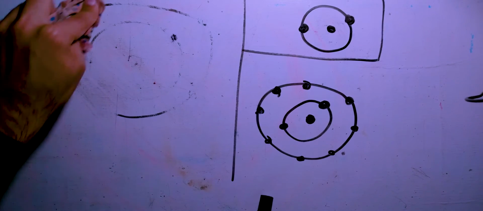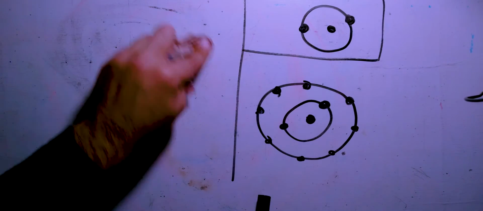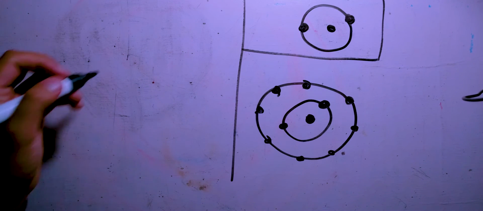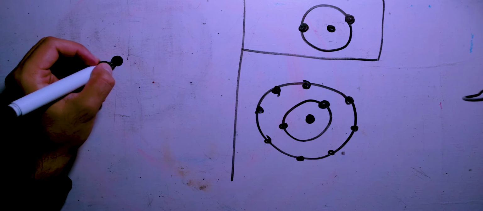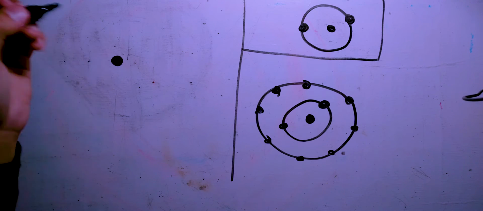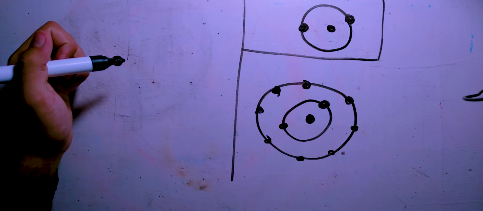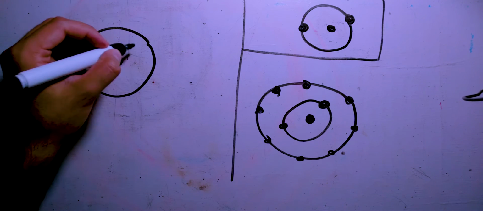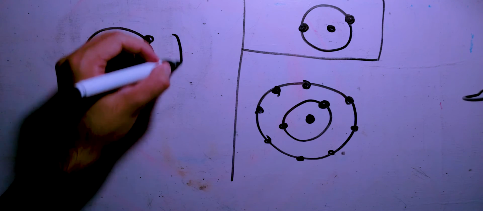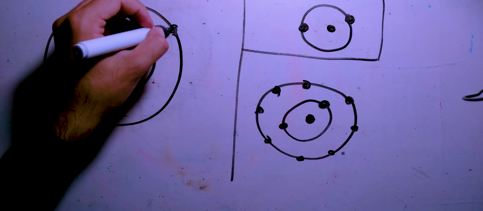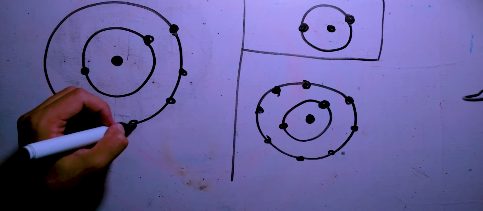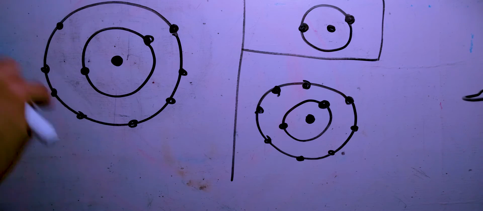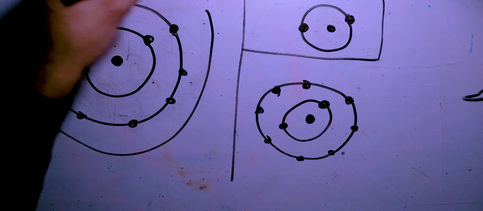Now if I go on to argon, argon is the element with atomic number 18. Let us look at its electronic configuration. This is its nucleus with 18 protons and 22 neutrons, and then I have the first shell with 2 electrons, the next shell, and I can put in 8 electrons here, 1, 2, 3, 4, 5, 6, 7, 8. Now I have filled this up completely.